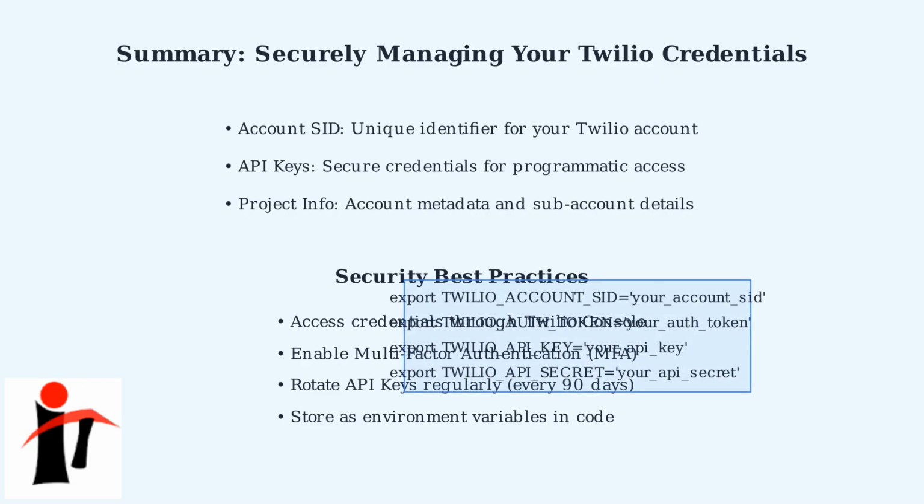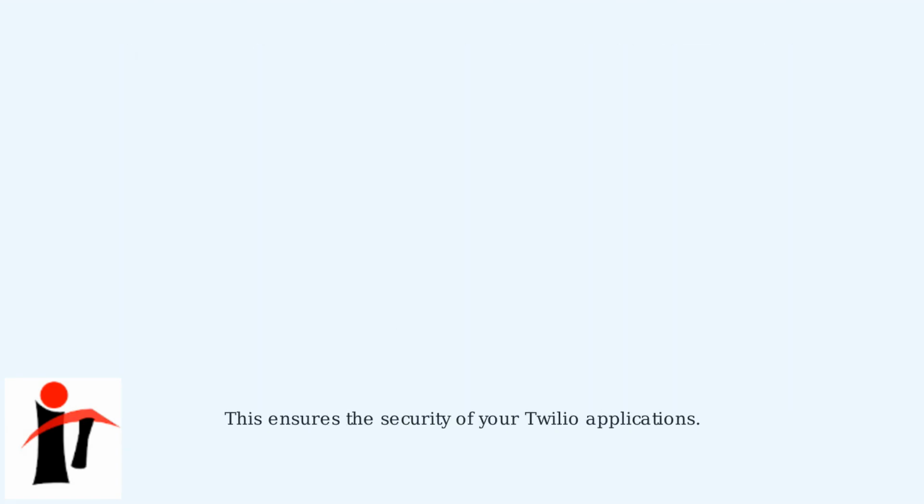Regularly rotate your API keys, especially for production applications, to minimize risk if credentials are compromised. Store all credentials securely as environment variables in your code rather than hard coding them. Following these practices ensures the security and reliability of your Twilio applications, protecting both your account and your users' data.